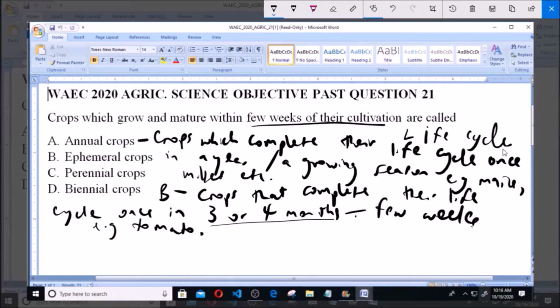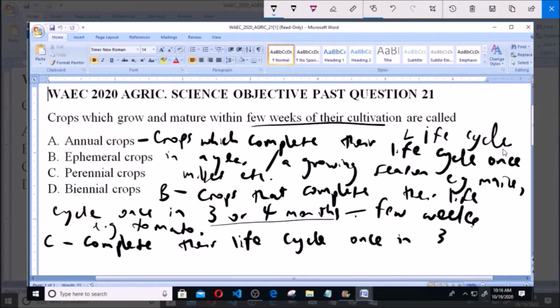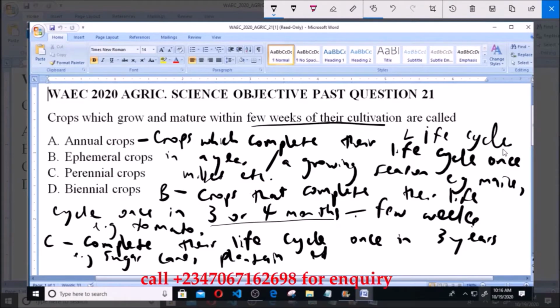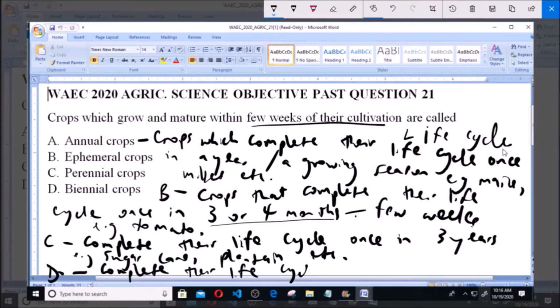Option C is perennial crops, and these are crops that complete their life cycle once in 3 years. Examples include sugarcane, plantain, etc. And lastly, option D is biennial crops, and these are crops that complete their life cycle once in 2 years.